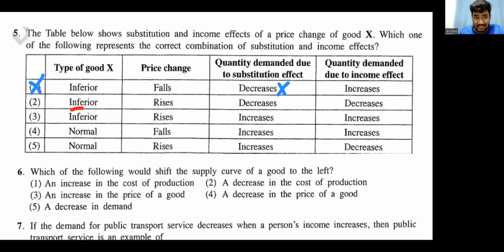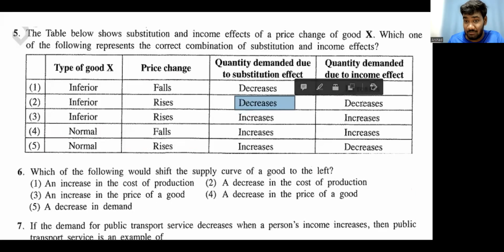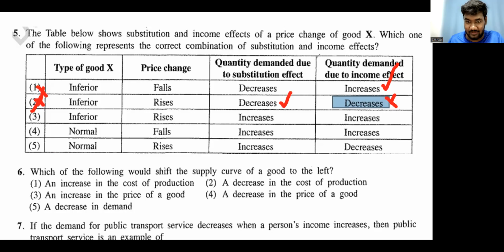If the price rises, inferior good, if there is an increase in price, according to the substitution effect, QD will fall. Income effect, QD will increase. We'll see whether it's fall and increase. Decrease, this is correct, but this is wrong. No, according to this, it has to increase. Wrong. So first one and second one both wrong. Third one. Now, this is correct. These two are wrong. Inferior good, price rises, right? So this is not increases, this has to be decreased. Wrong.